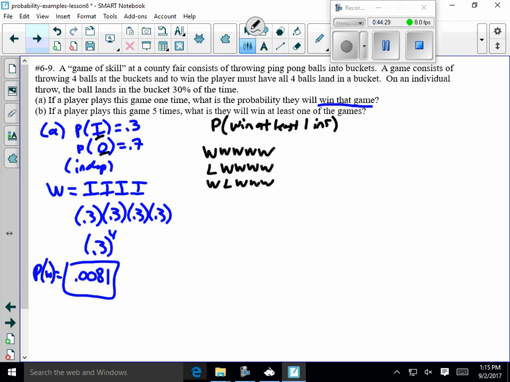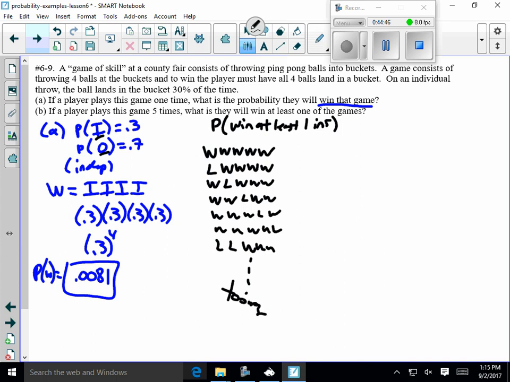Something like this. Win, win, lose the 3rd one, win, win. Win, win, win, lose, win. Win, win, win, win, lose. And then you'd have to look at all the ways that you could lose 2 games. Lose, lose, win, win, win. So there are too many to list out. You can't do that directly.